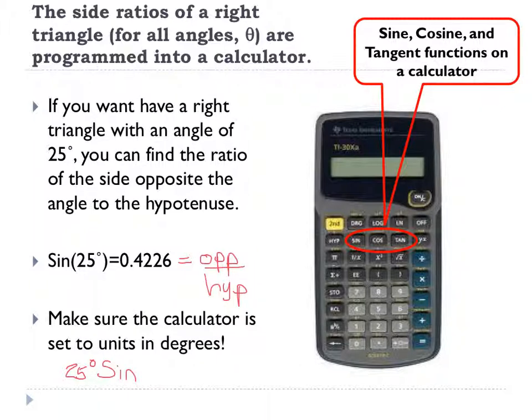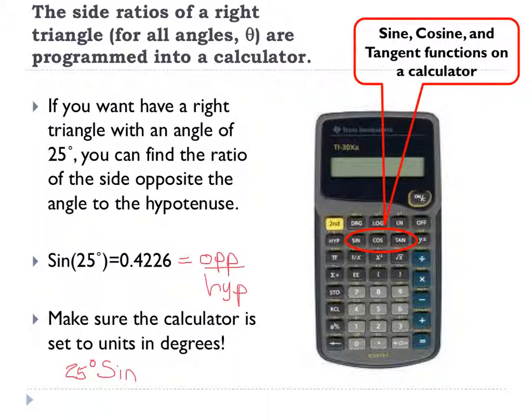Now what if we wanted to get the angle? What if we knew the two sides, the opposite divided by the hypotenuse, and we wanted to get back this angle? So what if we knew this, but we didn't know the 25 degrees? That's when we would use the inverse function. And the inverse functions are usually always right above the buttons on the calculator. So you would access them using the second button.